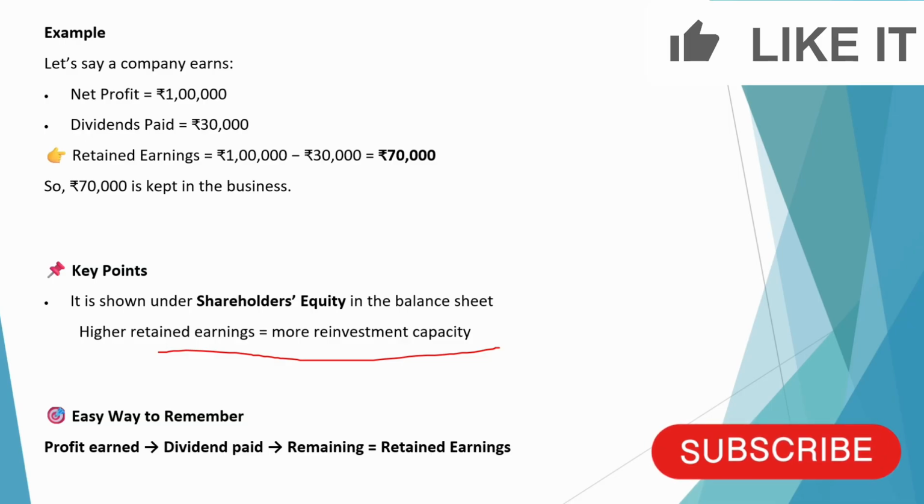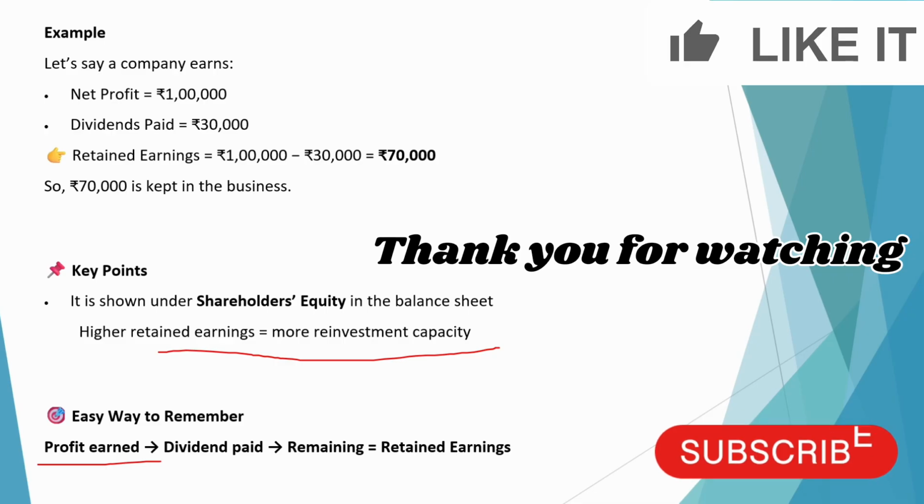Here, higher retained earnings means the ability or capacity of the company to invest in new projects will be more. So an easy way to remember is: the profit earned is paid in the form of dividends to shareholders, and the remaining portion will be treated as retained earnings.